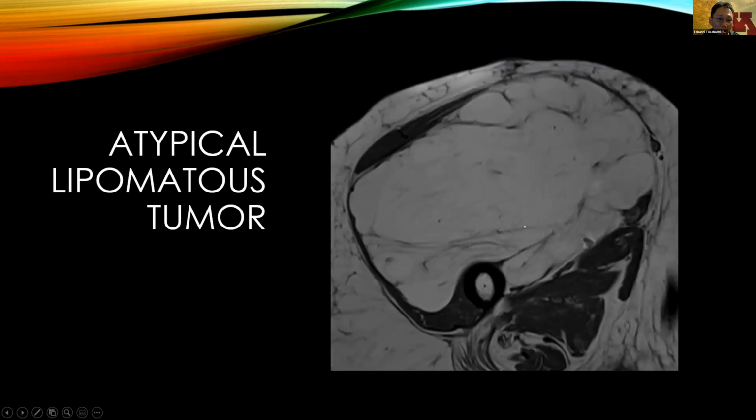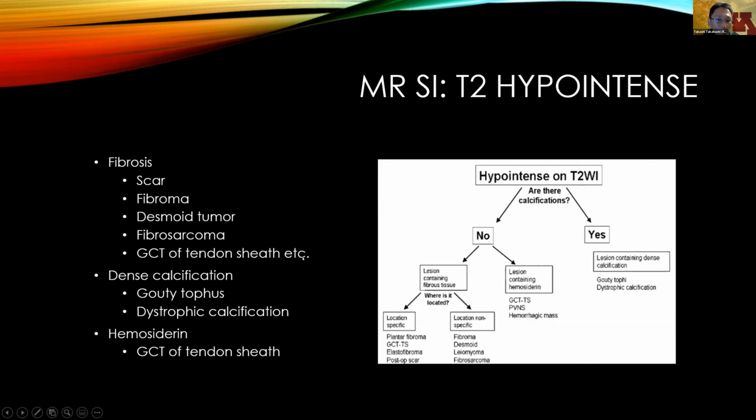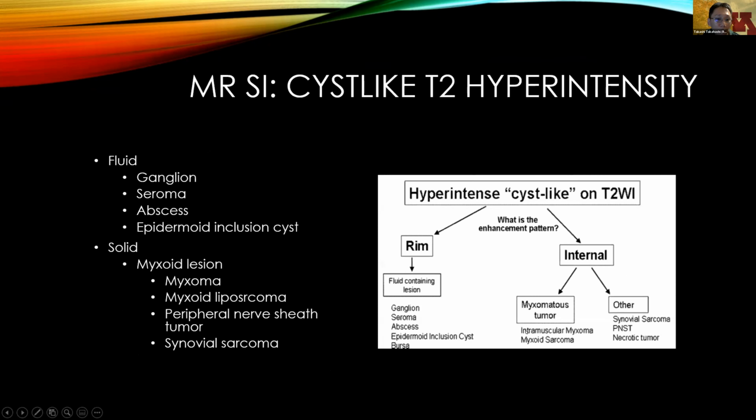This is basically a T1 bright, fat-like lesion inside of a muscle, most likely some sort of fatty tumor. This turns out to be an atypical lipomatous tumor. If it's T2 dark, really dark, then you would think it's not a typical lesion. You're going to think of maybe fibrosis, calcification, hemosiderin deposition. Again, it has its own differential diagnosis.